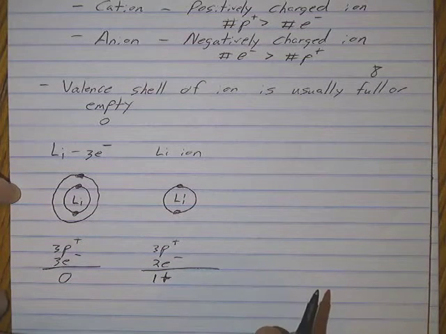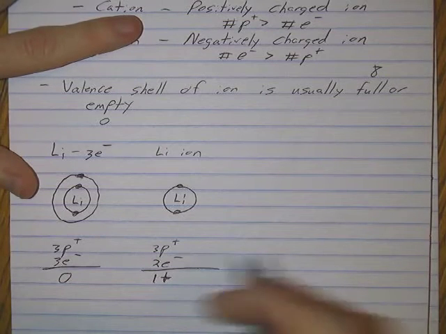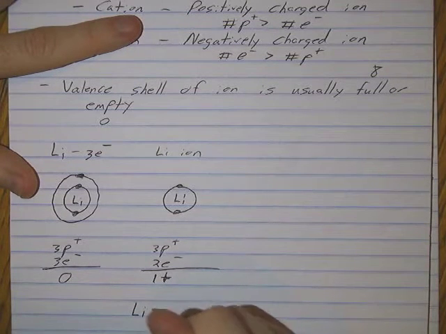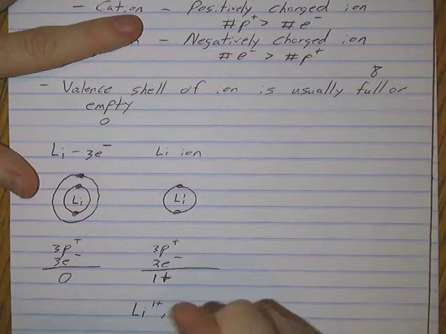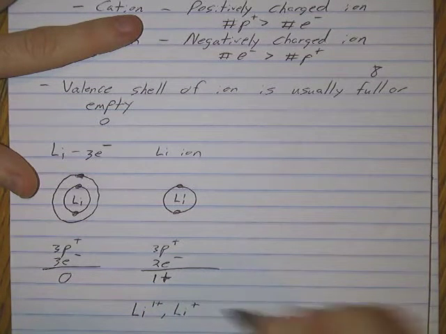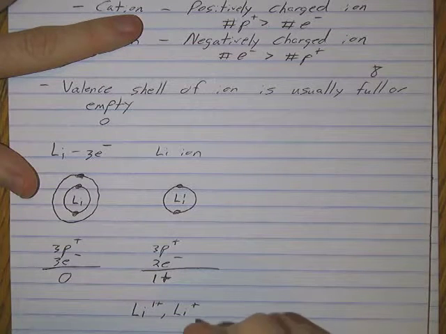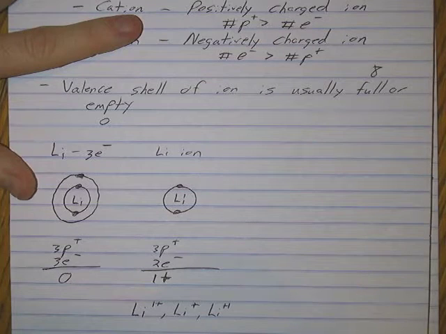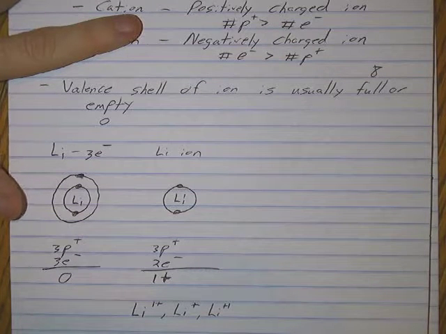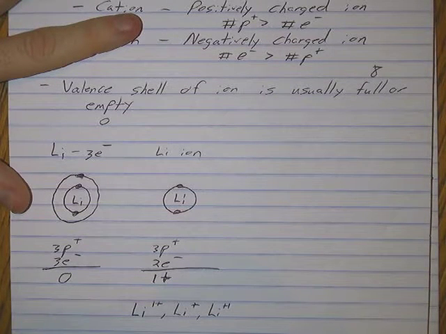So there are different ways to write the formula for lithium ion. Okay? You can write it as lithium 1 plus. The 1 is kind of redundant, so maybe you just write lithium plus. Okay? And others will write it as lithium plus 1. Okay? It doesn't matter, at least for your purposes. So any of those ways is how you draw the ion for lithium.